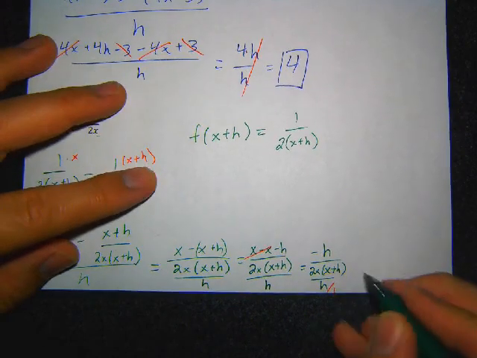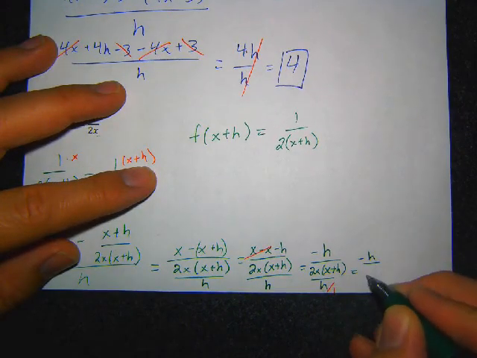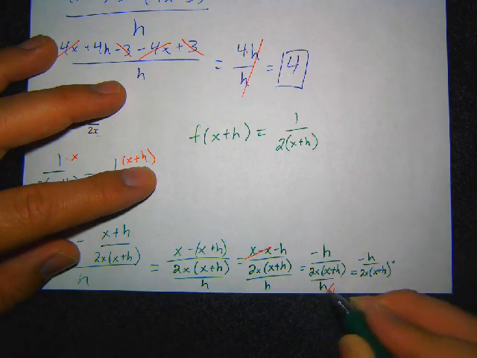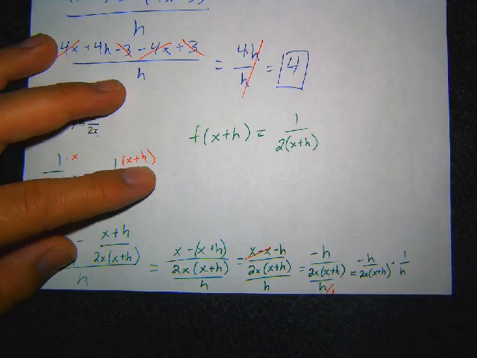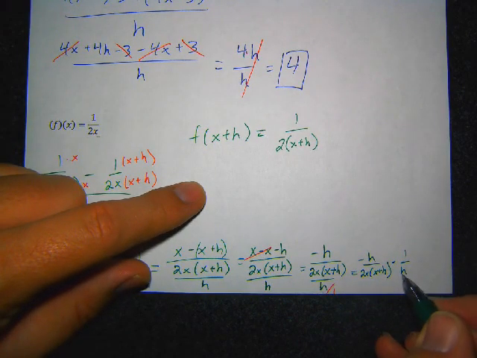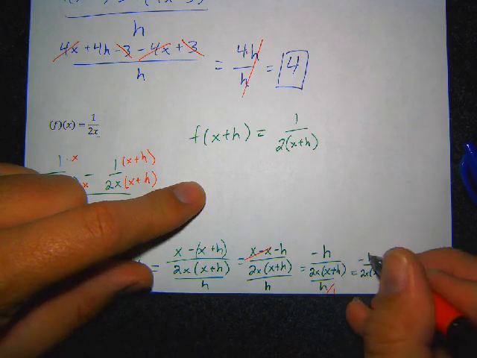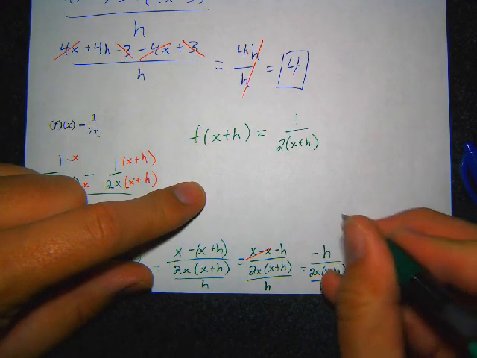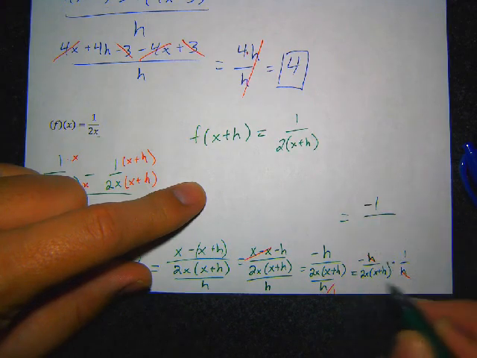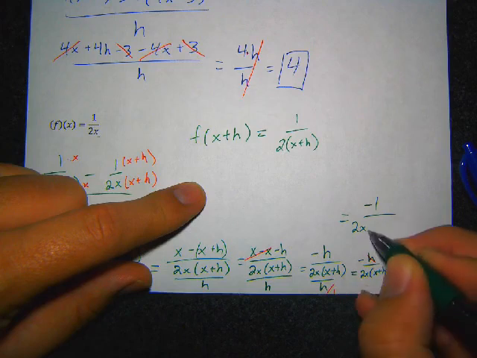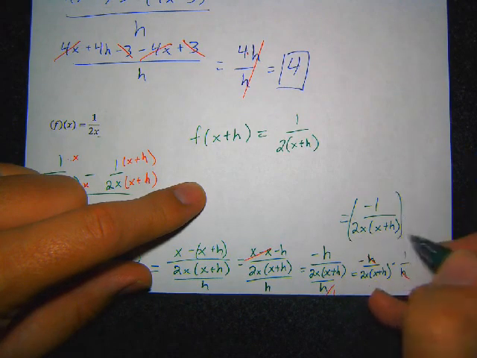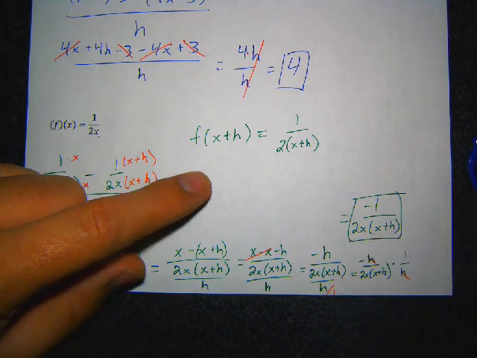So we end up with the top, negative h over 2x times x plus h, times this guy flipping over, 1 over h. And why would we do that? Because then this cancels, right? Multiplying with an h on the bottom and h on the top. And those h's can cancel. So your final answer is negative 1 on the top, and the bottom you get 2x times x plus h. I don't know, I'm supposed to box that.